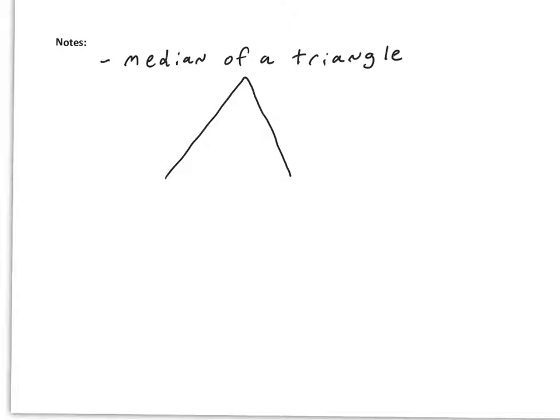Okay, let's start with the new stuff now. What we're going to learn about in this lesson is called the median of a triangle. And just like mid-segments, there's 3 of them. They are a little bit different than mid-segments. They kind of work like this. So let's say we have a triangle. Here's our triangle. And these are the vertices. So we have A, B, and C.